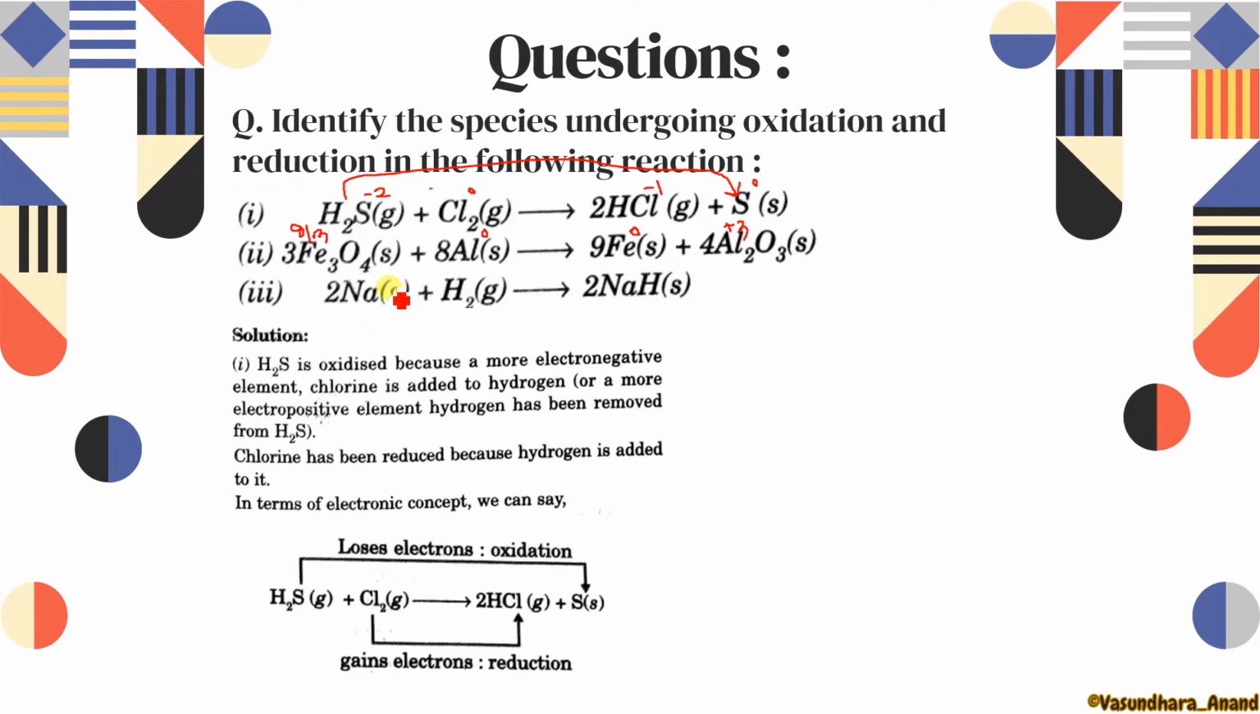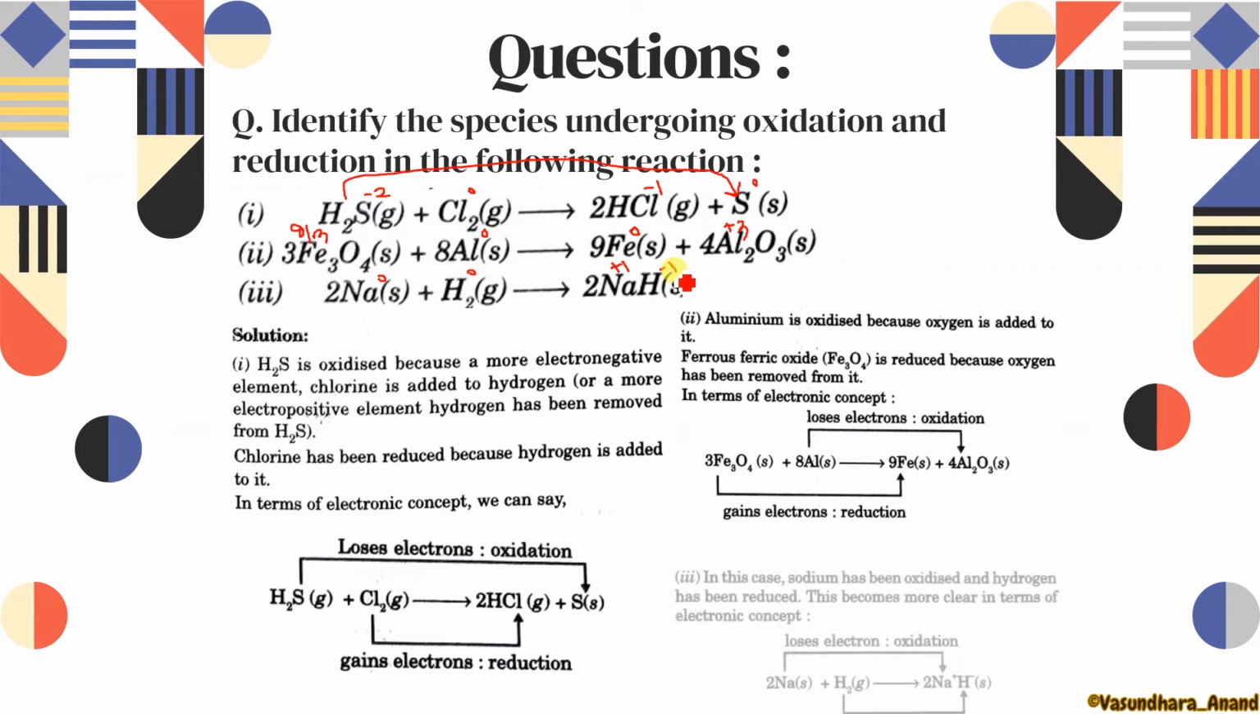Now in this case it is 0, free state, this is 0, molecular state, and here it is Na+1, so obviously H is -1. So sodium is going to be oxidized while hydrogen is going to be reduced. I hope it is clear. So just match the answer.